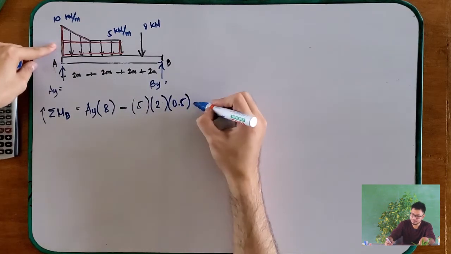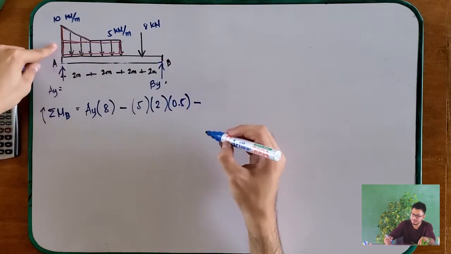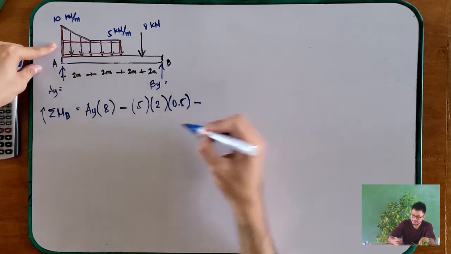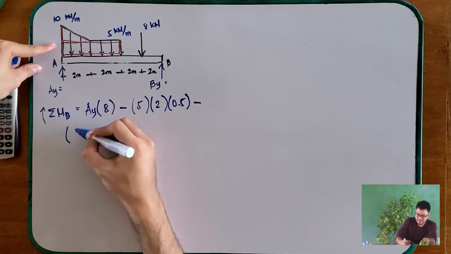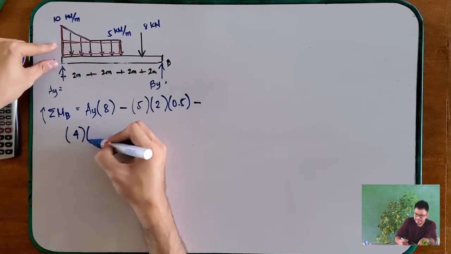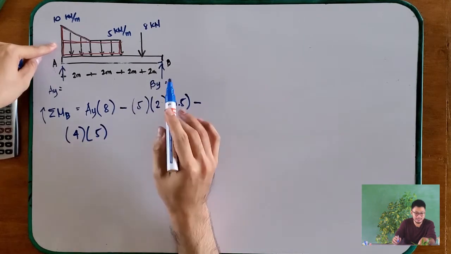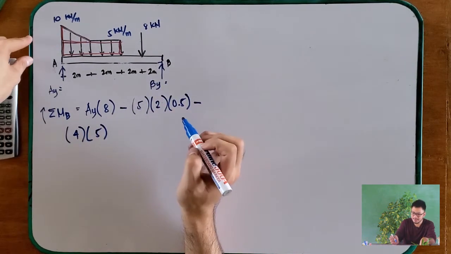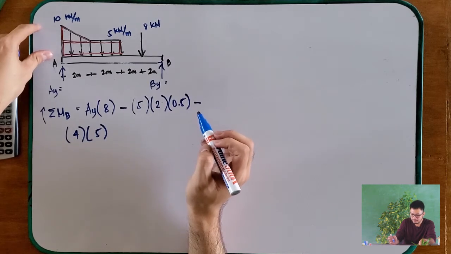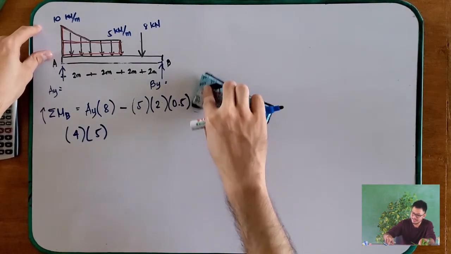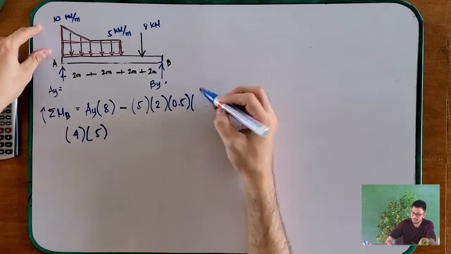Next, minus, because we also have the rectangle. That is the length of 4 meters, height of 5 kilonewtons per meter. We don't divide by 2 because it is a rectangle. And oh no, we forgot the moment arm. What is the moment arm?